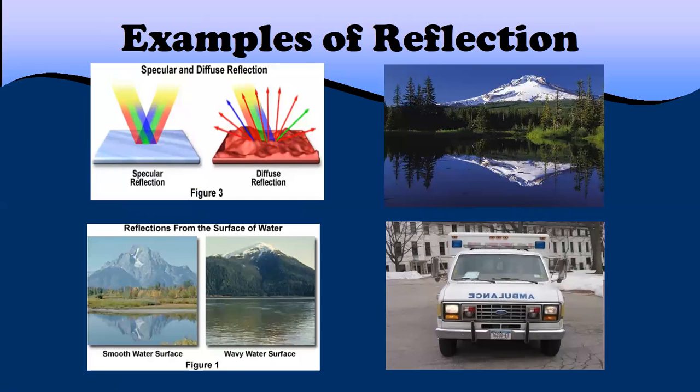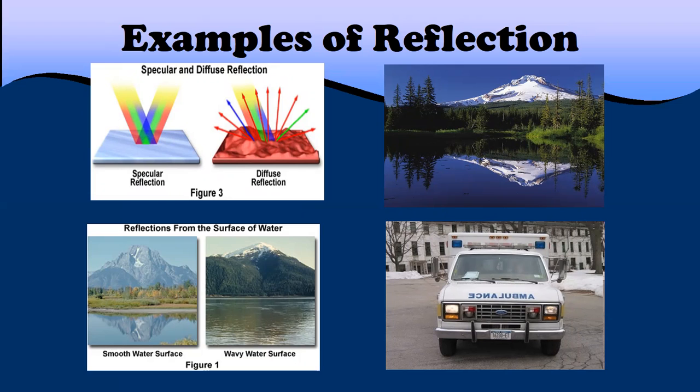So here are just some more examples of reflection. This first picture up here, we see the specular, where you get a smooth transition when it bounces off very smoothly. And then we've got this diffuse reflection where light beams come in, but they're all bouncing off in every which direction because of the uneven surfaces.